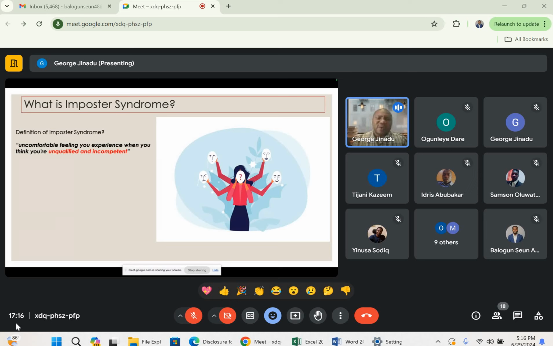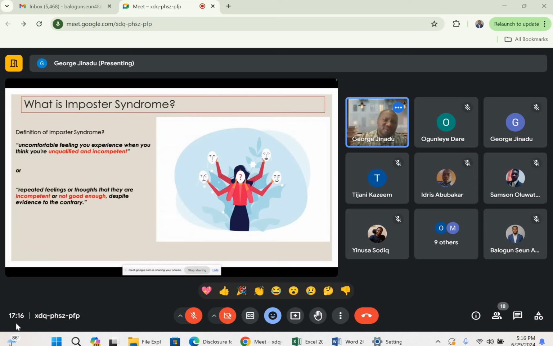The keywords in there are unqualified and incompetent, because like it or not, I think this happens mostly when you want to start a new job, or you're going for an interview, or you're being promoted into a very senior role, and there's always that feeling, man, am I good enough? Can I do this? And all that. So I picked out those 2 keywords, unqualified and incompetent. It's a feeling in your mind, like, I'm not good enough.